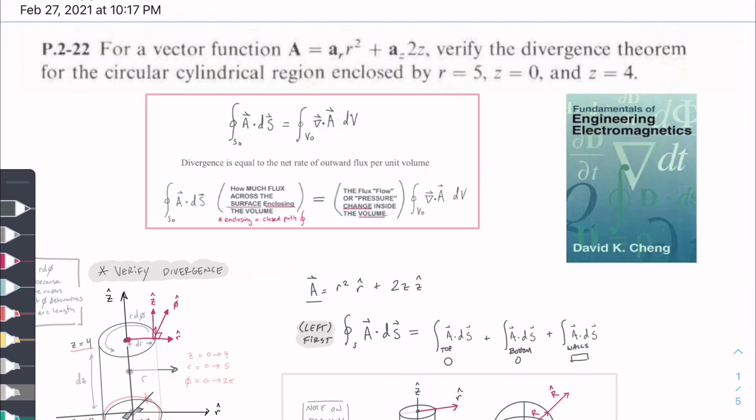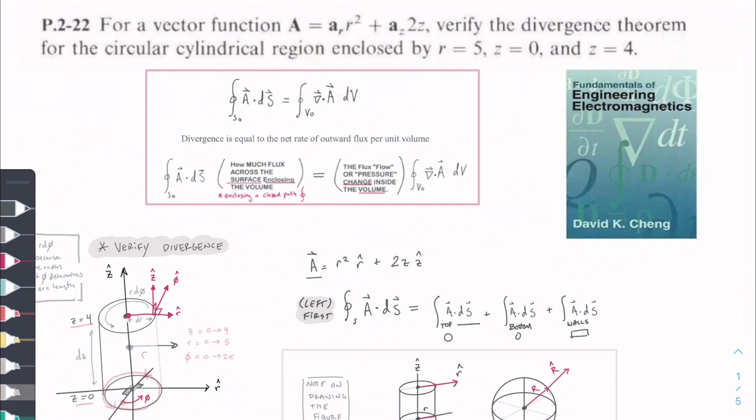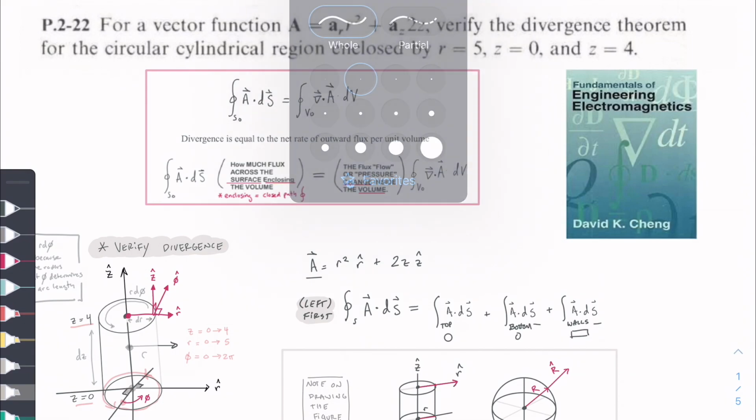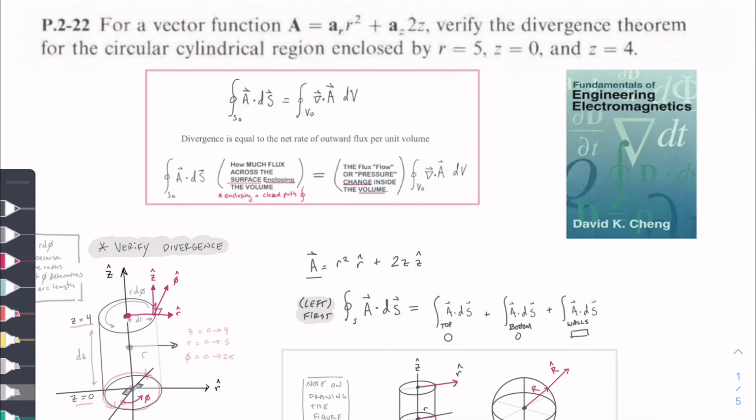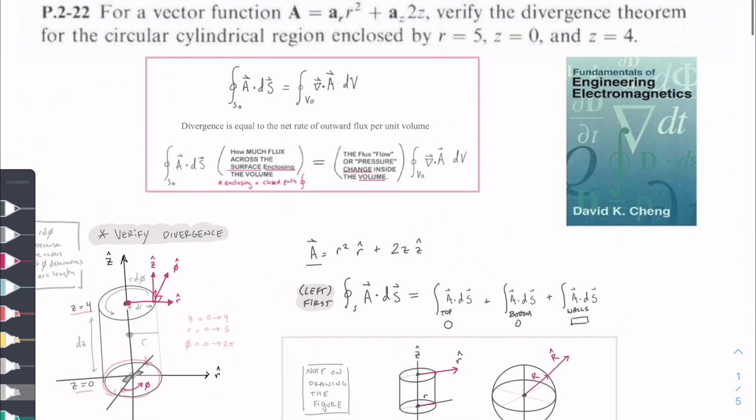We're going to have a ds for the top, a ds for the bottom, and a ds for the walls. So it'll be a differential surface, an equation to calculate the value of that surface area, and then a vector that points straight out of the surface, which we'll use to determine the flux through that surface.